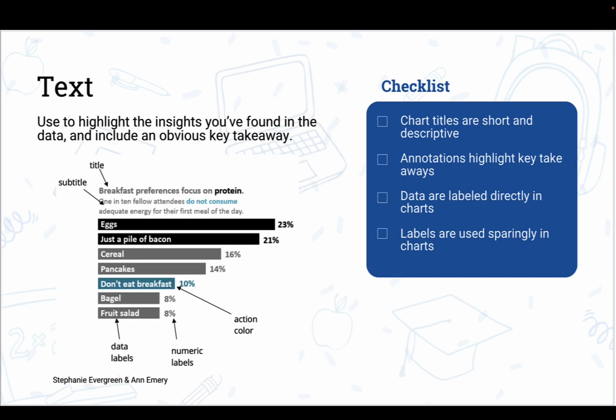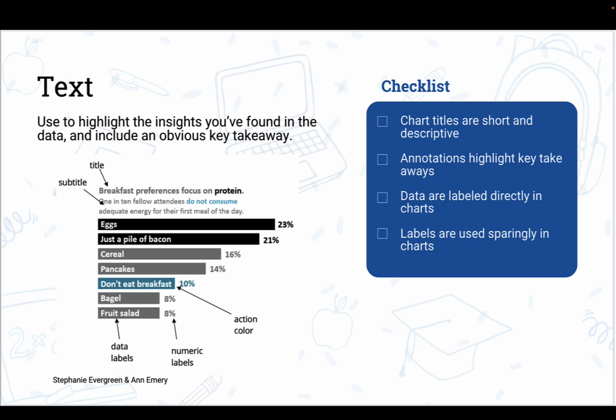The next important consideration is the use of text in visuals. Text should be used to highlight any insights you have found in the data and include an obvious key takeaway. Let's take a look at the example graph here and how it is using text. First, the title and subtitle, or annotation, is short and descriptive. It tells us what we're looking at in the chart. Responses from a survey of event attendees asking about their breakfast preferences.